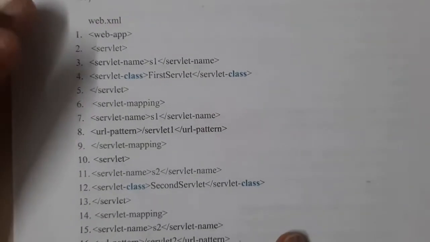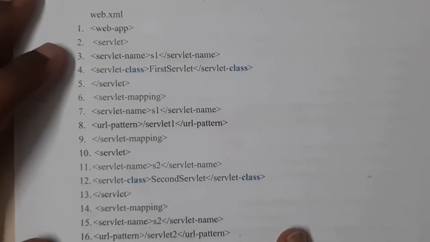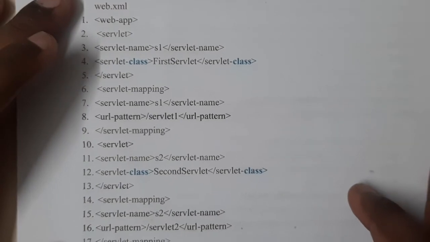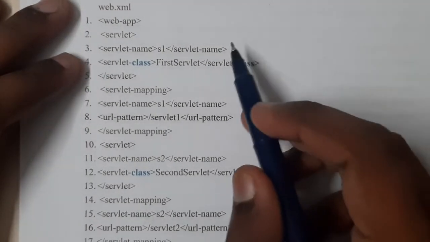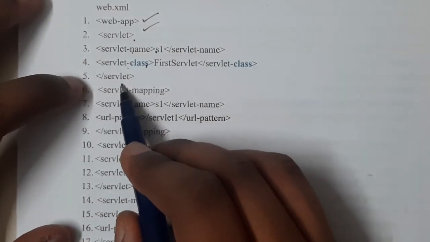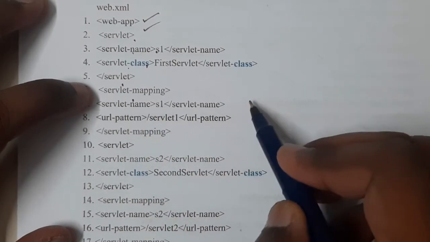Similarly, the same process, you need to update the XML. If you are using any kind of IDE, most of the IDEs do update them themselves. You can just remember the code, because the format will be the same. You will be opening the web-app, inside that you will be writing the servlet name and servlet class. You will be closing the servlet. After that you will be mapping them with the name and the URL. Similarly, the same process for the second also. Then you will be closing the web-app.